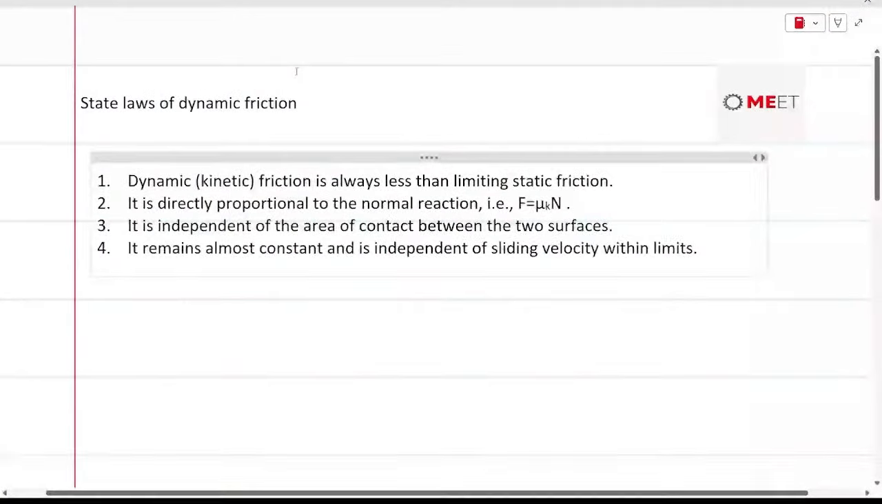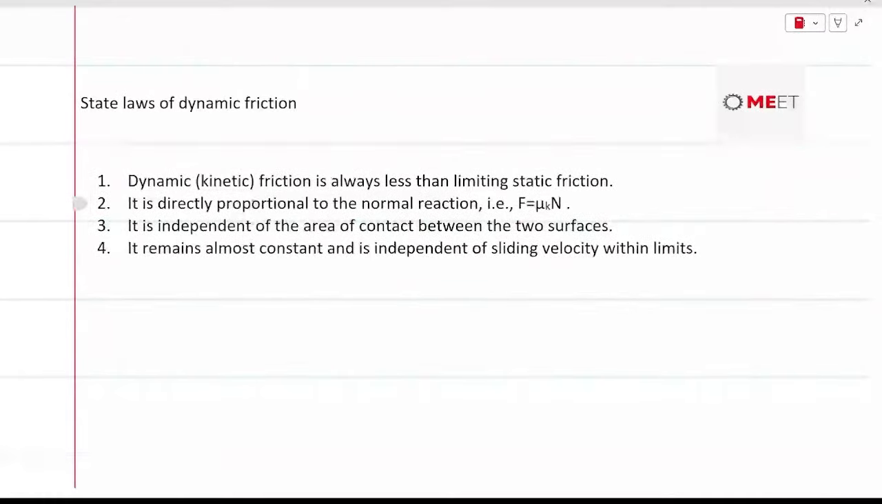Next is the laws of friction, dynamic friction. So dynamic friction is always less than the limiting static friction. So this is the first law, that is mu k, that is kinetic friction, is always less than the static friction, because the resistance is reduced as the body is set into motion, and static friction will be much more. Reason is that the resistance will be dominating and the body will be at rest only.